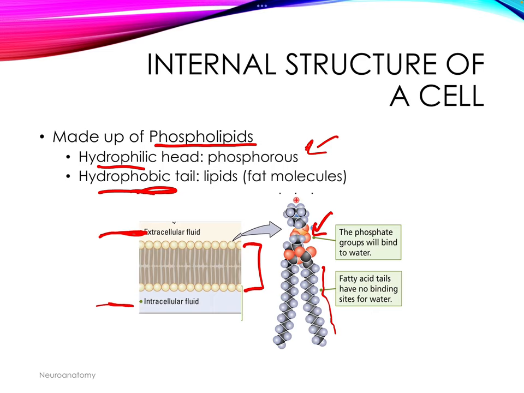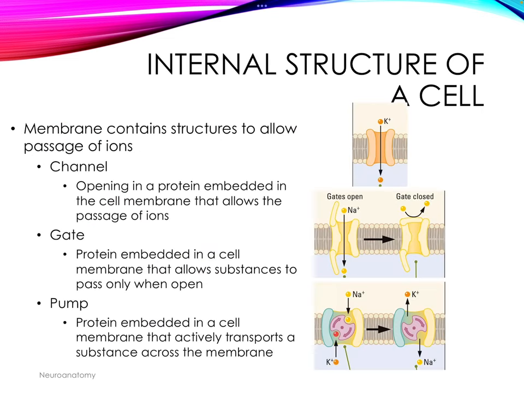Now, there are some proteins on the cell membrane whose job it is to allow certain things to come in and out of the cell. And these certain things are ions, okay? So we have three major structures that allow for passage of ions. The first one is a channel, and this is just an opening, okay? So here, this is potassium. K positive is a positive ion.